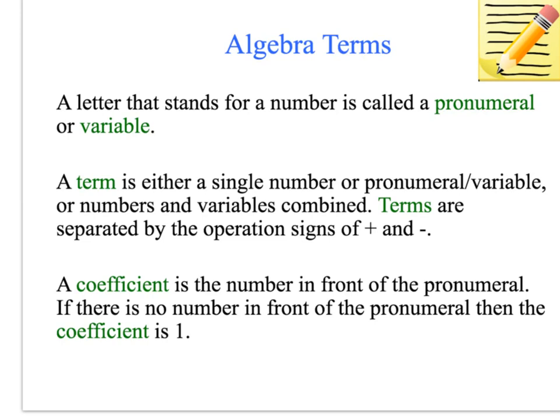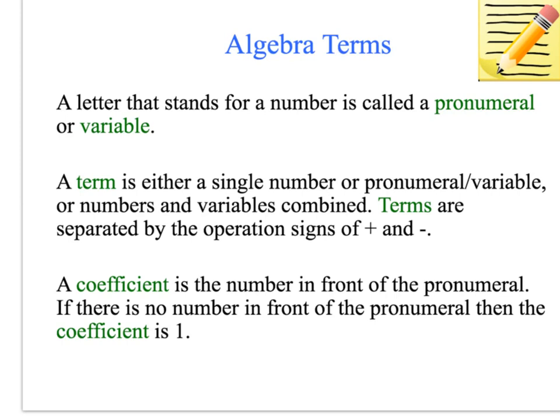A term can be a single number, or a single pronumeral or variable, or it can be a mixture of numbers and variables together. Terms are separated by the operation signs of addition and subtraction. So you can tell where the terms are by looking for the operation signs which separate them.